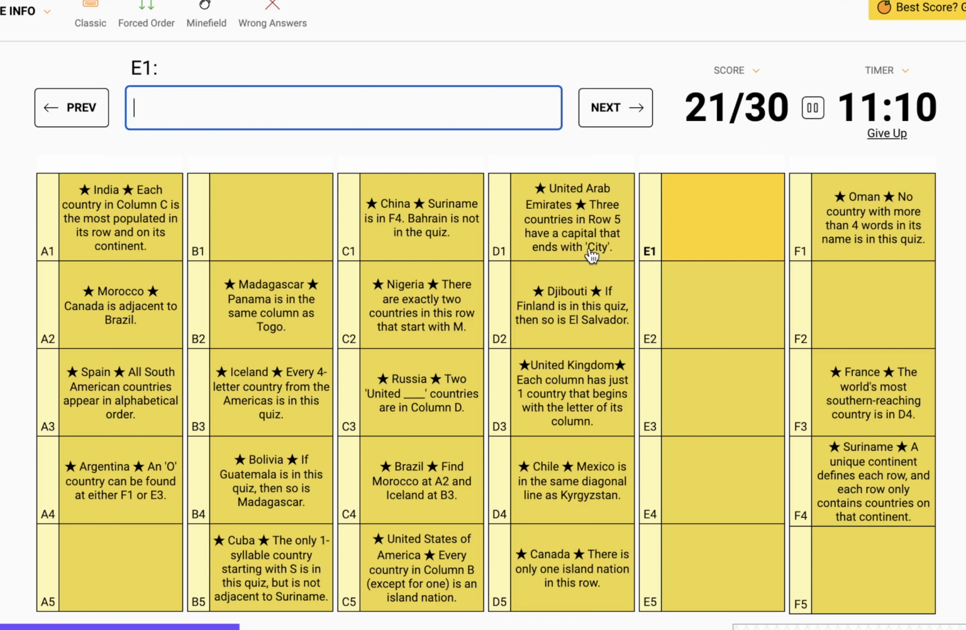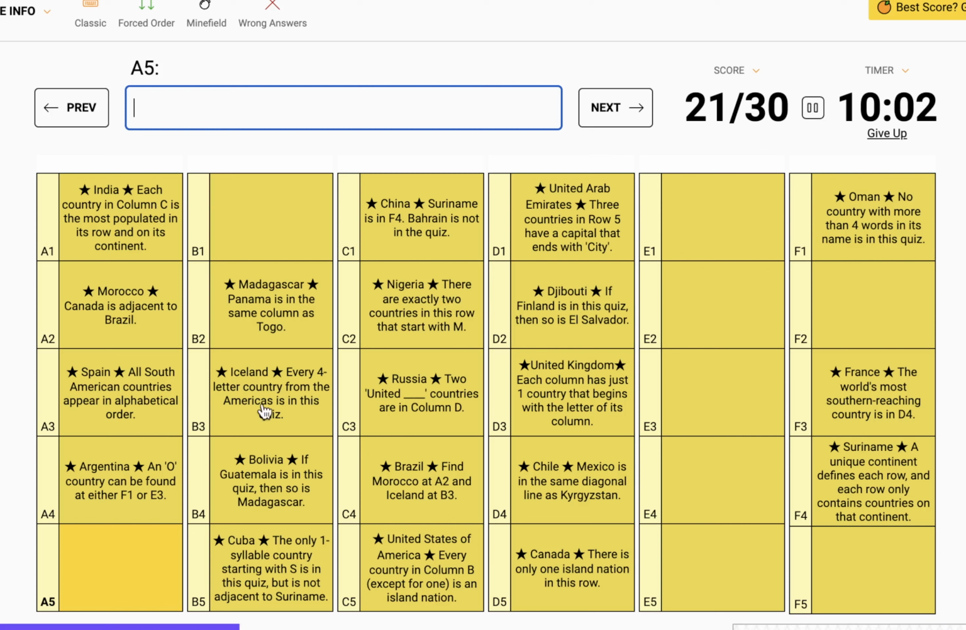What can we do here? What am I missing? So in the same diagonal, Kyrgyzstan. Okay, so let's just check this out. If we put Mexico here, Kyrgyzstan cannot fit in the diagonal. And if we put Mexico here, Kyrgyzstan would have to be in B1. And if we put Mexico here, Kyrgyzstan would have to be in E1. So Kyrgyzstan is either B1 or E1. Does that help me?